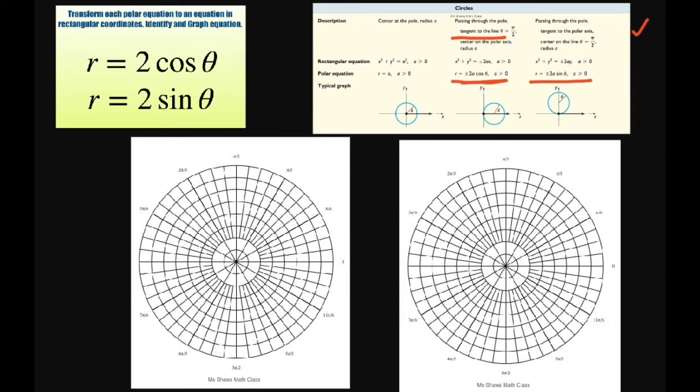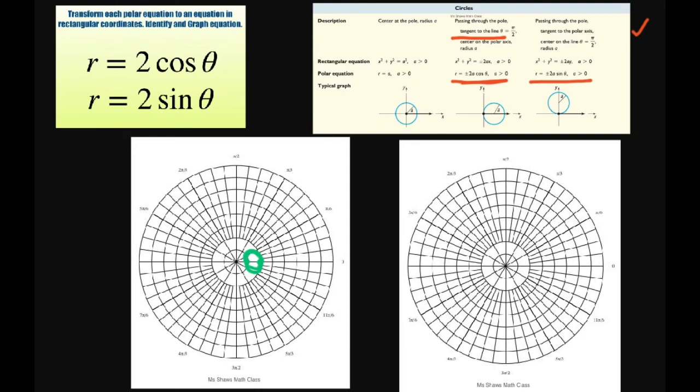So for the first one, the center was 1, 0, so you go out 1. This is kind of small. So you go out 1, and the radius is 1. So basically, you just make a circle here, and that's your circle. It's kind of small because the radius is 1.